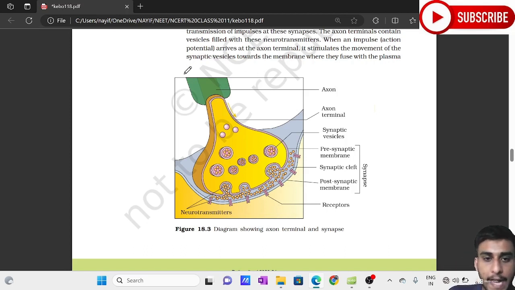Look, an axon is sending a signal here. This is the axon terminus, the axon terminal region. Before the signal reaches it, the synaptic vesicles will be stored. The synaptic vesicles, which contain the neurotransmitters, will be docked inside the synaptic knob region. The knob region will be filled with many neurotransmitters.